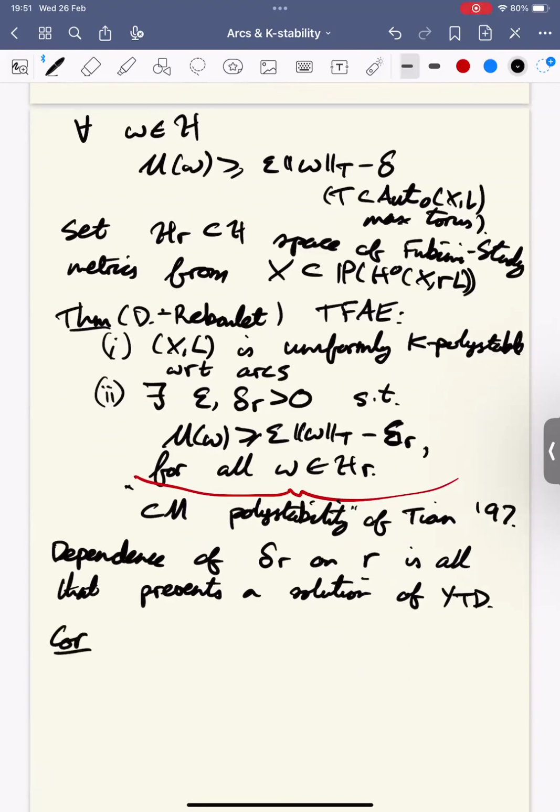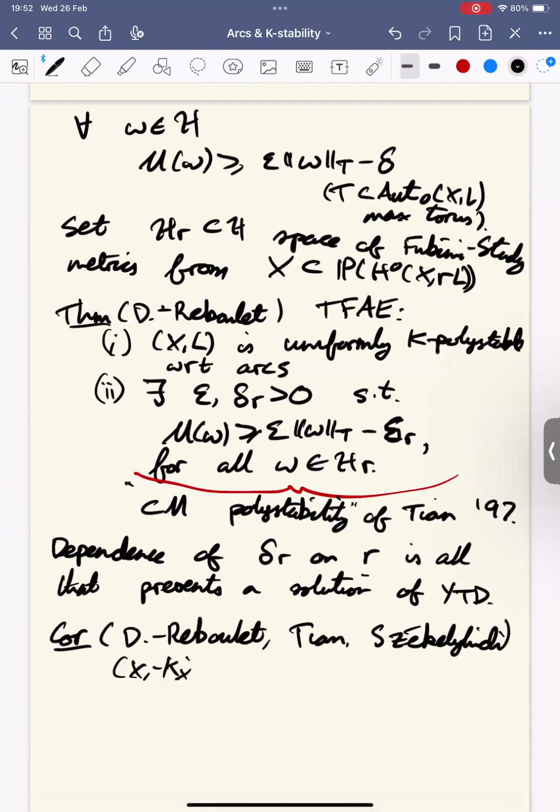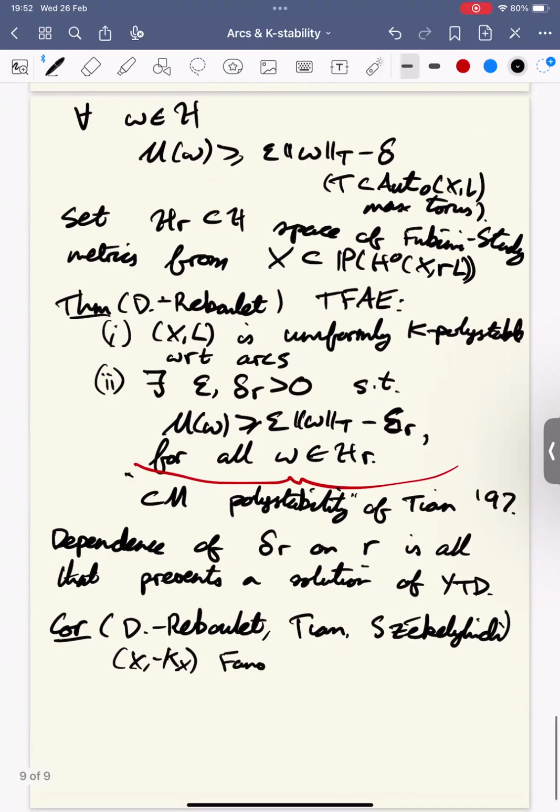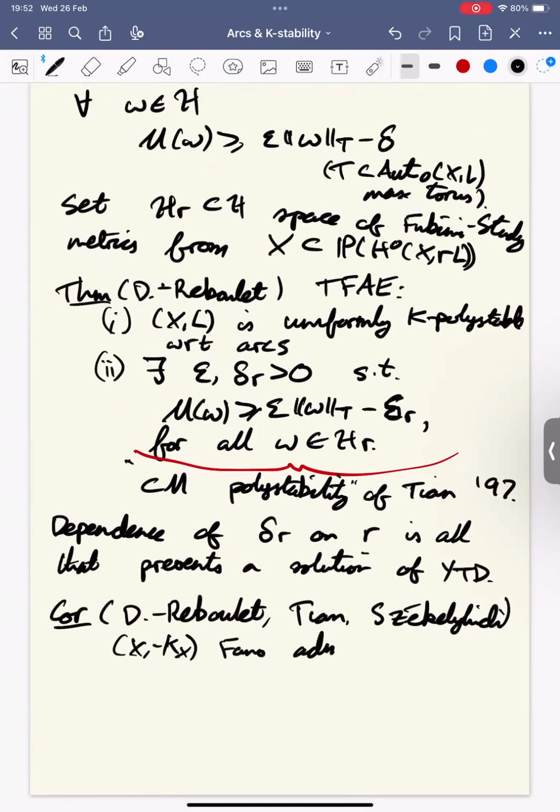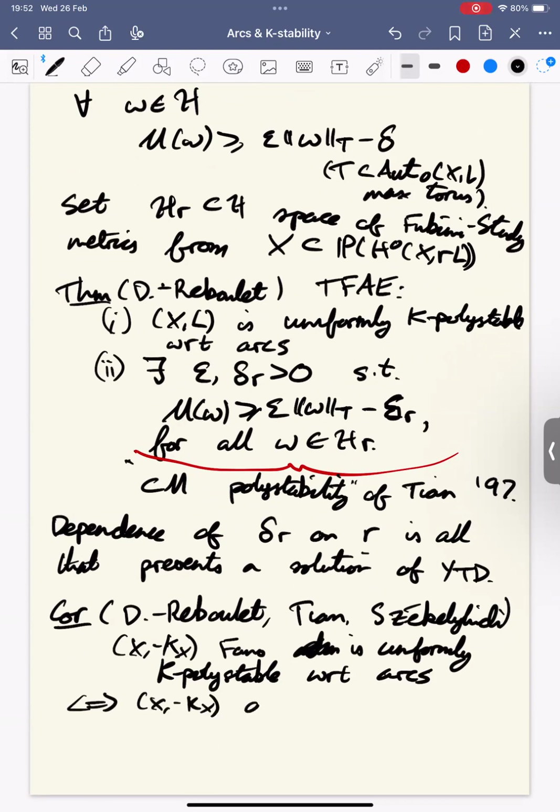And in particular, we do know that we can take this delta_R independent of R in the Fano case. So this is a corollary which contains three steps. One is due to the previous theorem, another is due to Tian in his '97 paper, and another is due to Székelyhidi, 2016. So take X with minus K_X, a Fano variety, Fano manifolds with the anti-canonical polarization. This is uniformly K-polystable with respect to arcs if and only if X, minus K_X admits a Kähler-Einstein metric.